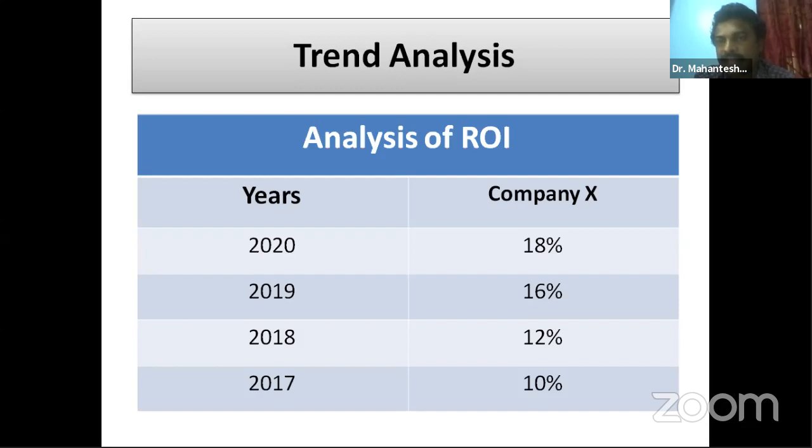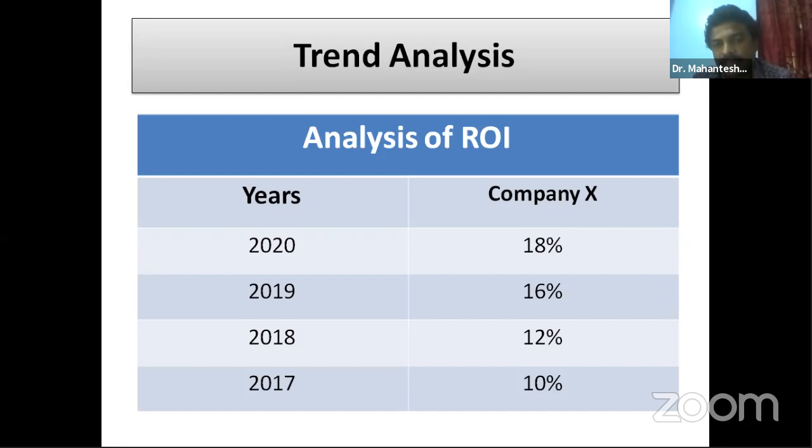Return on investment is calculated by a formula called net profit after taxes divided by total investments. So we get return on investment. If I invest 100 rupees in a company, how much return will I get, that is what ROI measures. So return on investment is compared for the same company X over 4 financial years: 2020, 2019, 2018 and 2017.